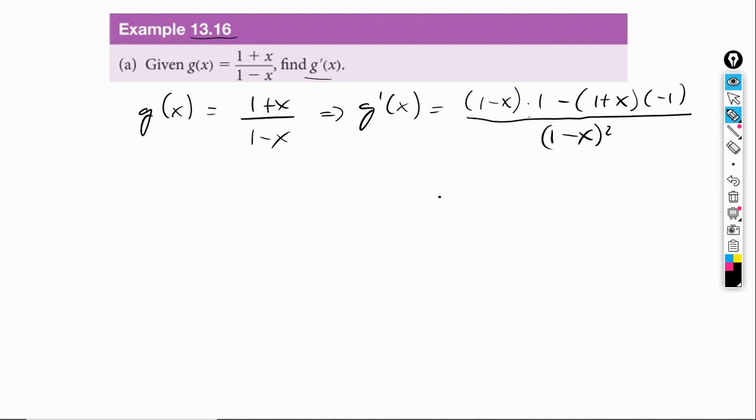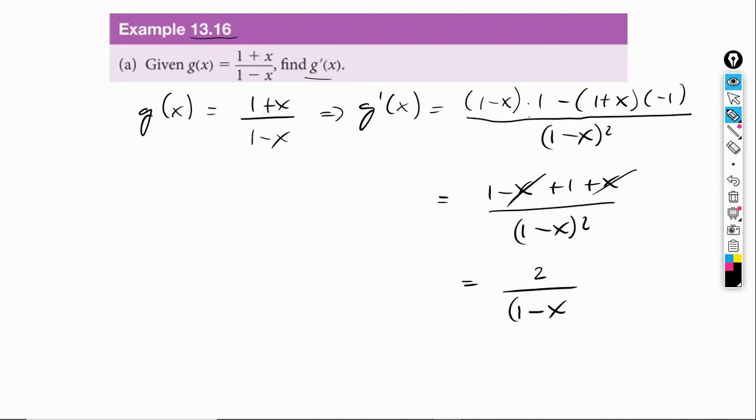And then if we simplify this, now we've expanded, we get 1 minus x plus 1 plus x, and all of this over 1 minus x squared. And then if we simplify this, we're going to get that this and this cancel out. So 2 over 1 minus x squared.